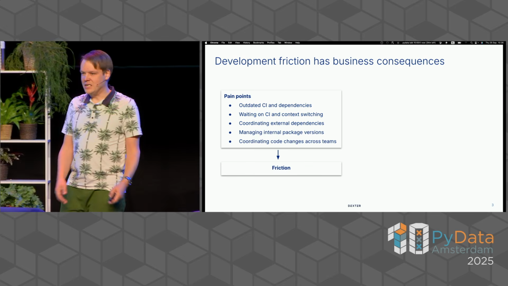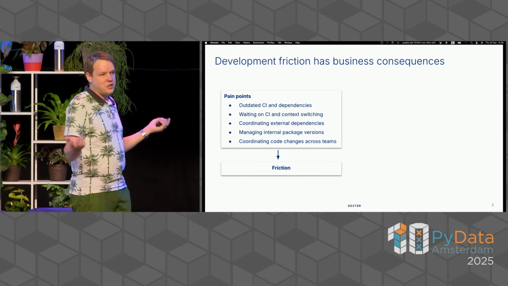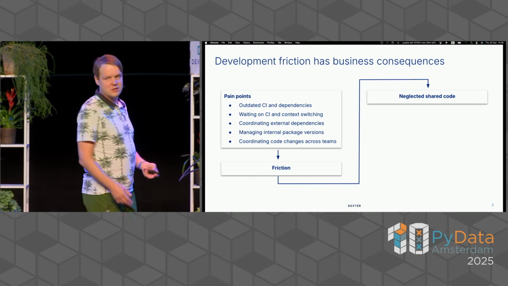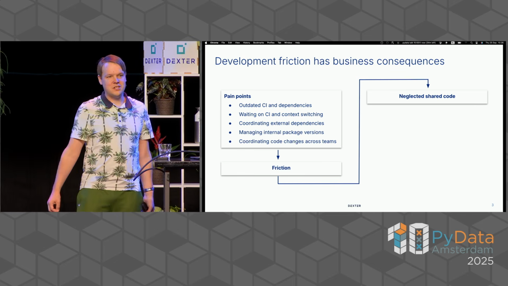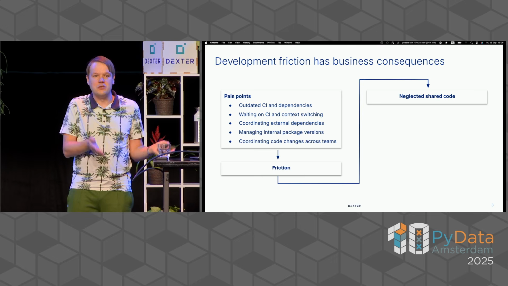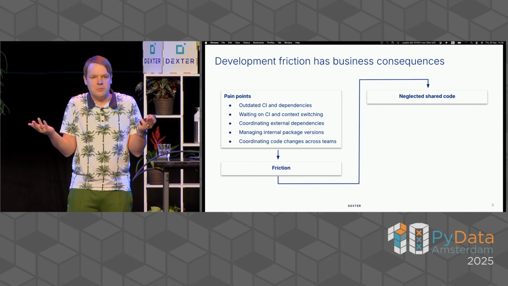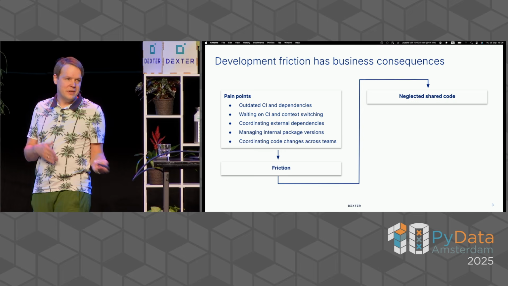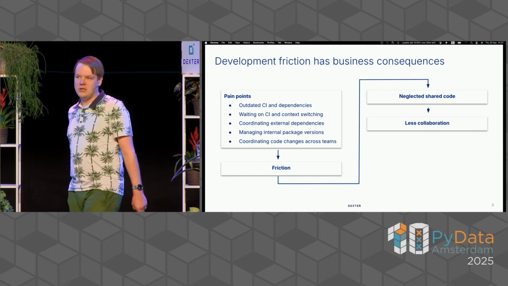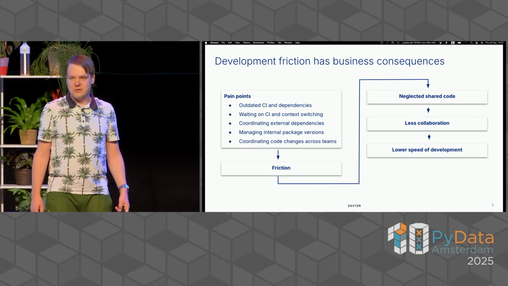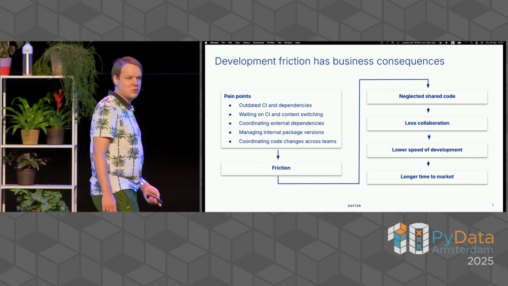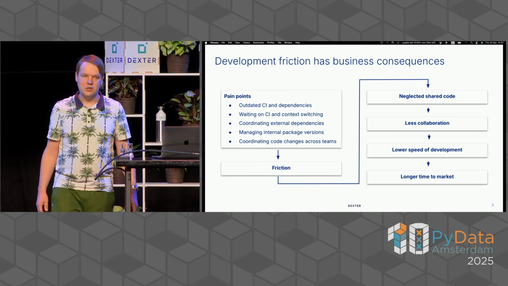Friction, of course, is not nice for us as developers, but it also has business consequences, right? Because this friction will definitely make our nice developer reconsider next time whether she really wants to touch this shared package. Maybe it's easier to just work around it because she remembers all the coffee she needed to have, all the waiting, all the context switching, all the annoyance. So as a result, there's less collaboration in your code base. As a result of that, there's a lower speed of development, and as a result of that, your time to market is longer, right? So this really hurts the company in the end.